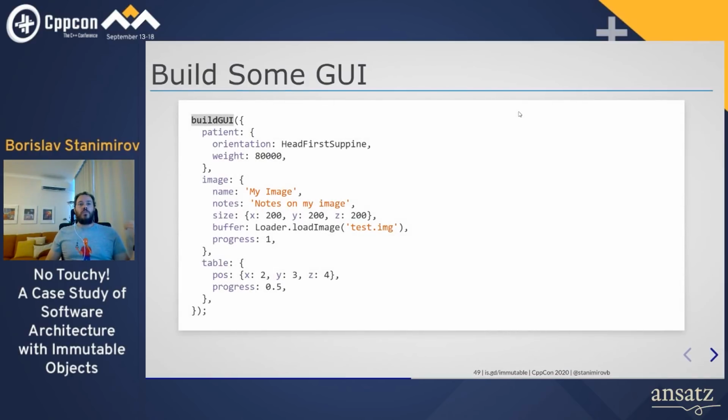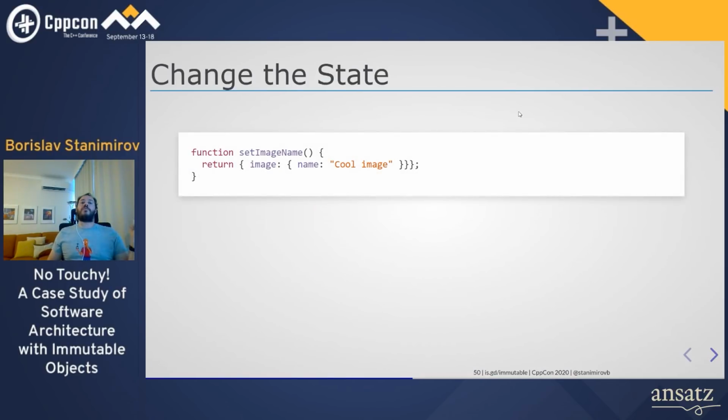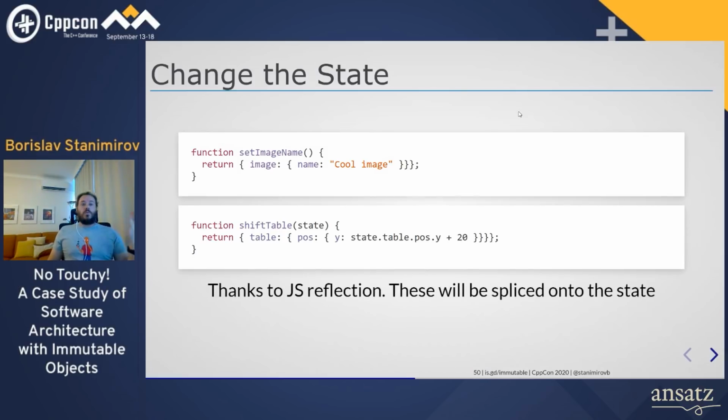So, to build the GUI, we call the build GUI function. And that's it. It will produce the appropriate DOM, the appropriate web page for this state. And it doesn't need anything more, it only needs the state. So if we want to change the state, we can have a JavaScript function like this. We can return an object which only addresses certain elements of the actual state. And thanks to JavaScript reflection, this will be appropriately spliced onto the state. So these are two simple examples, like set image name to some cool image and shift the table to, I don't know, a relative position based on the previous one.